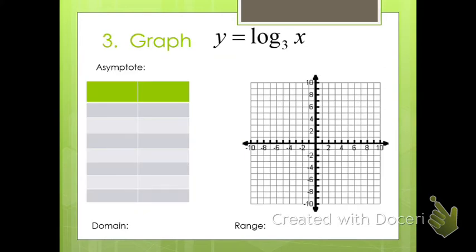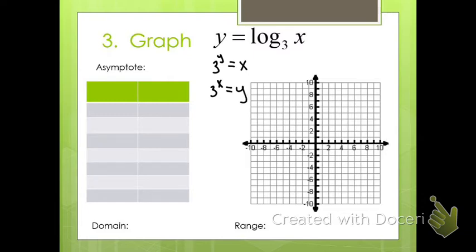We've got log base 3 of x. All I really care about is this base of 3. Now, if I were to change this into an exponential form, which you don't have to write, I would have 3 to the y power is equal to x. We then flip x and y to get 3 to the x is equal to y.